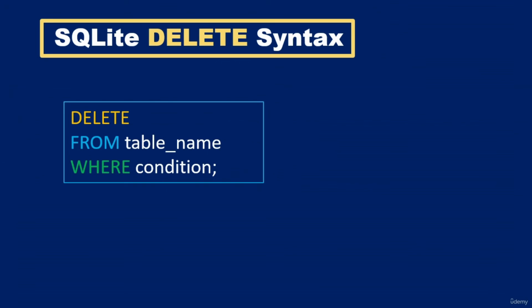So you start with the word delete, and then in the from field you specify the table name you are deleting records from, and then in the where clause you specify the condition for the delete to occur. It's very important that you include the where clause. If not, it will delete all the records from your table.